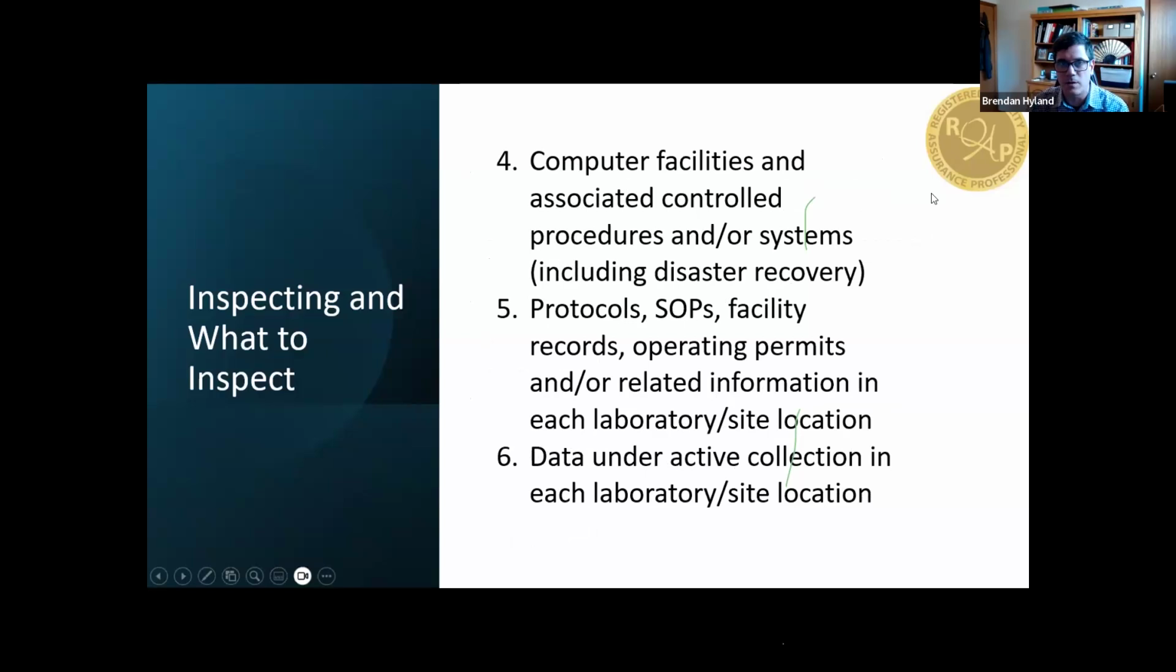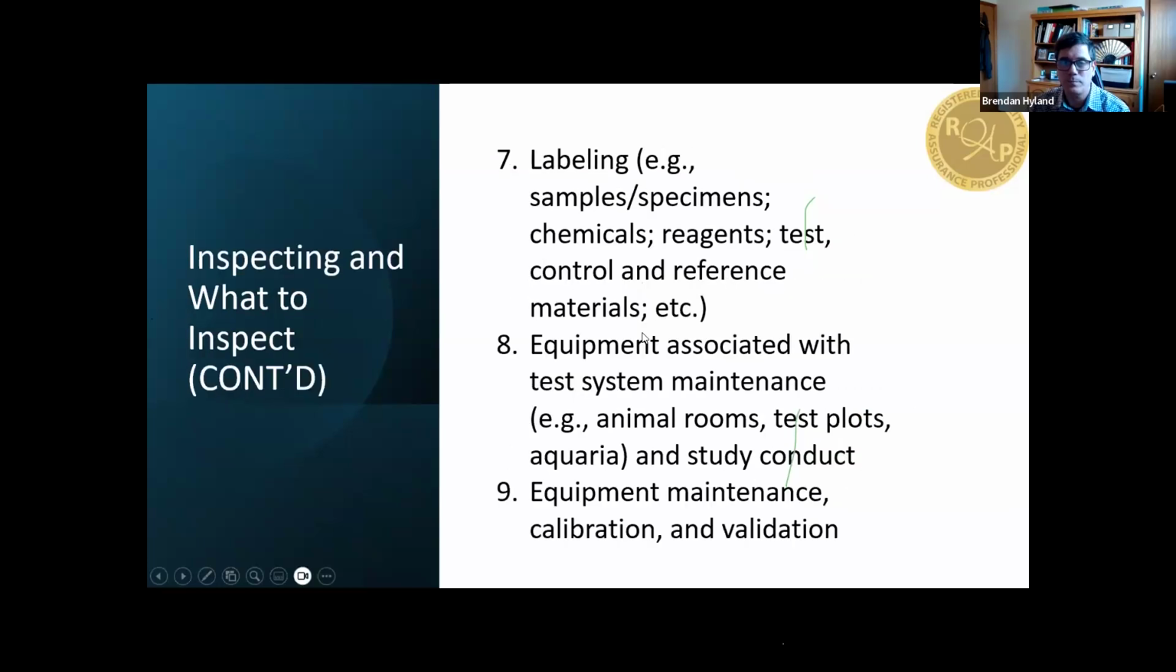Computer facilities and associated controlled procedures and/or systems, including disaster recovery. We want to inspect the protocols or study plans, SOPs, facility records, operating permits, and/or related information in each laboratory or site location, and data under active collection in each laboratory or site collection as well. We want to look at labeling, for example, samples and specimens, chemicals, reagents, test control and reference items, etc.